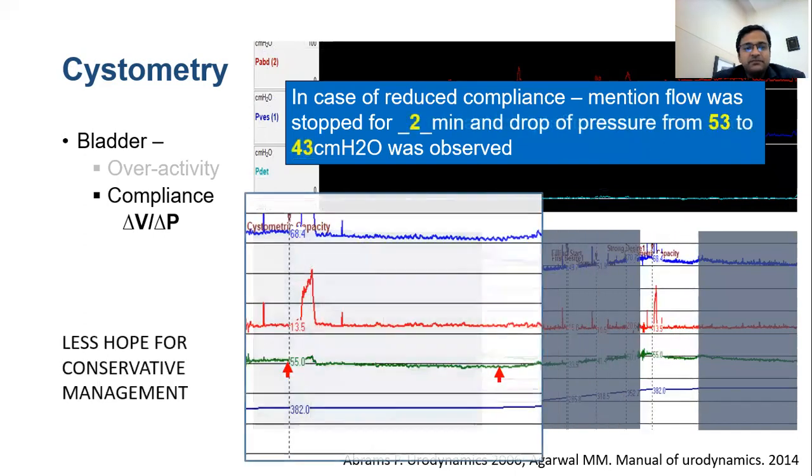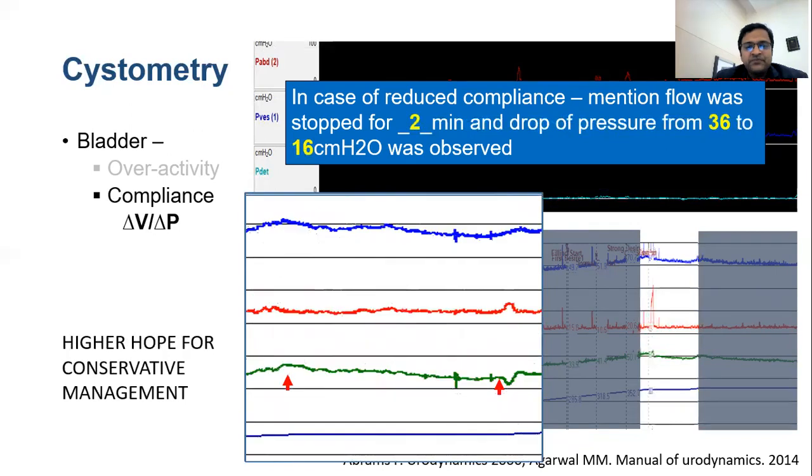Like in this example, you see that on stopping the flow, the P detrusor reduced from 55 to 43, but still it remained very high. And if the patient already is on anticholinergics or beta-3 agonists, there is very little hope for any conservative management. So he or she will possibly need more aggressive management.